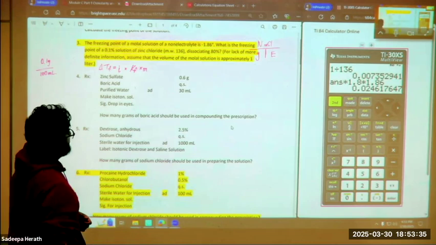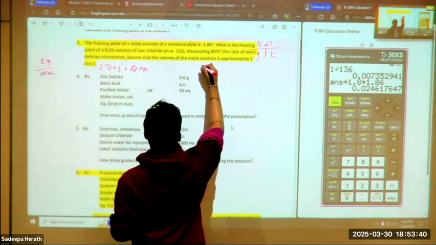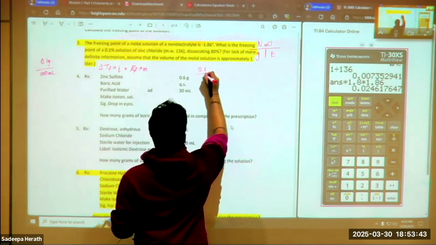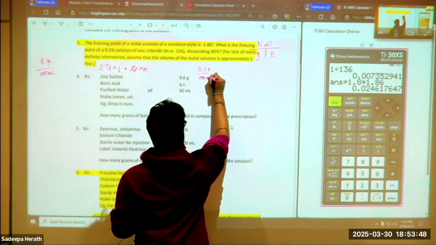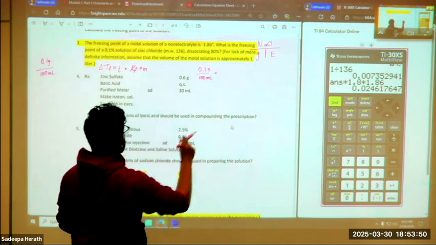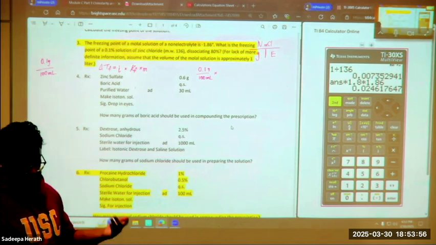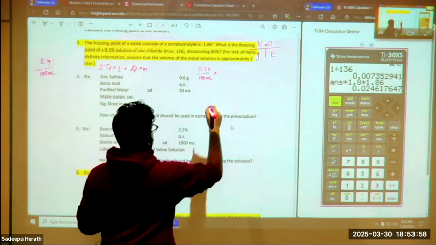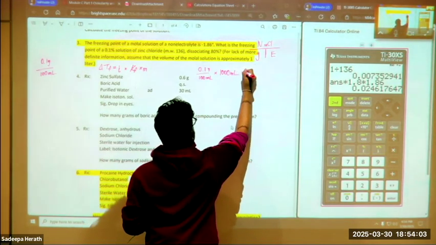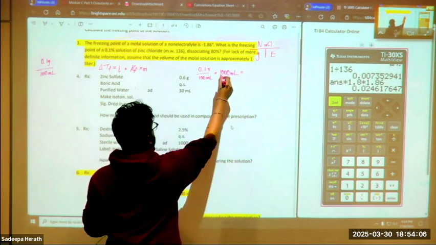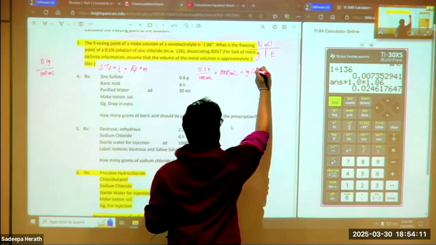So let's convert that so we can find out how much total zinc chloride there is. 0.1 grams per 100 mL. And there is 1,000 mLs, or 1 liter, of the solution. So we can cancel that out here. That should equal 1 gram zinc chloride.